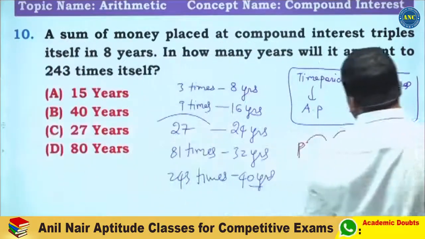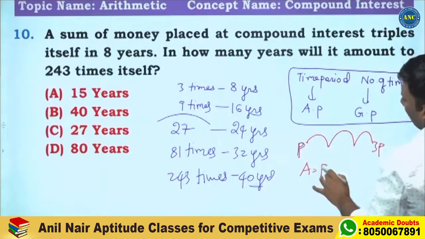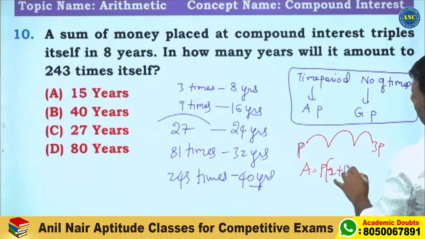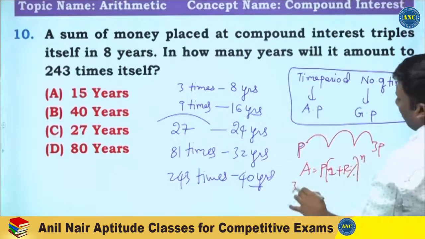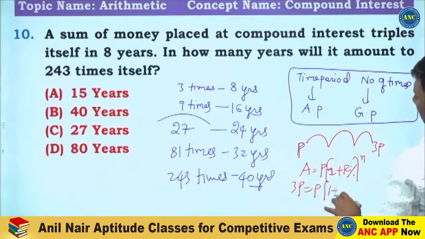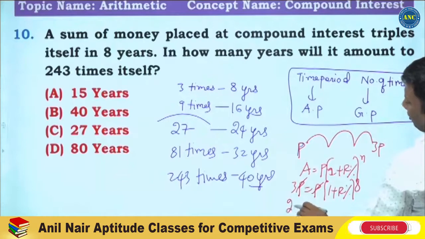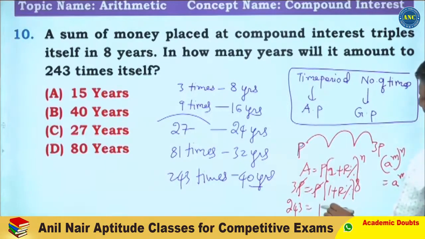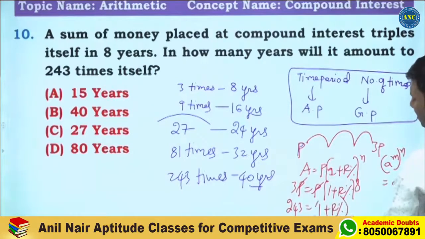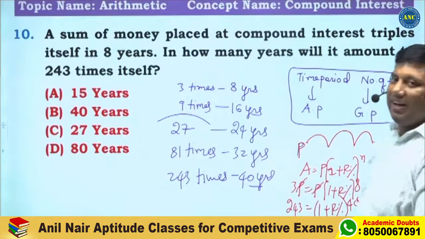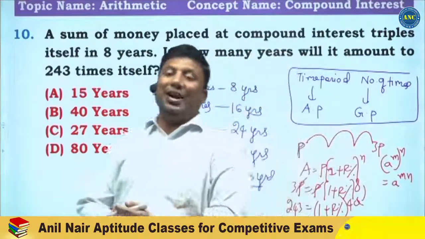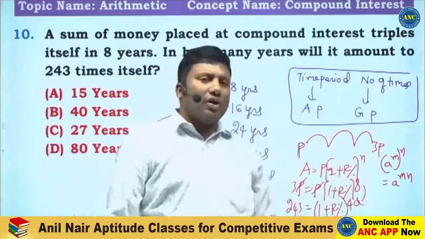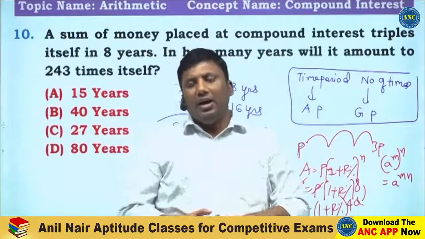Even if I were to solve it mathematically, amount is P into (1 plus R%) power n, triples itself. 3P equals P into (1 plus R%) power 8. But I want 243. 3 power 5 is 243. A power n is A power m into n. 8 5s are 40. (1 plus R%) power 40. Mathematically also you can prove it. Logically also we can prove it. I hope it is clear.